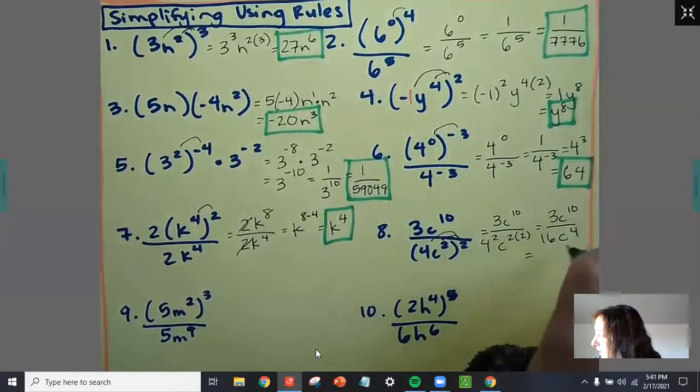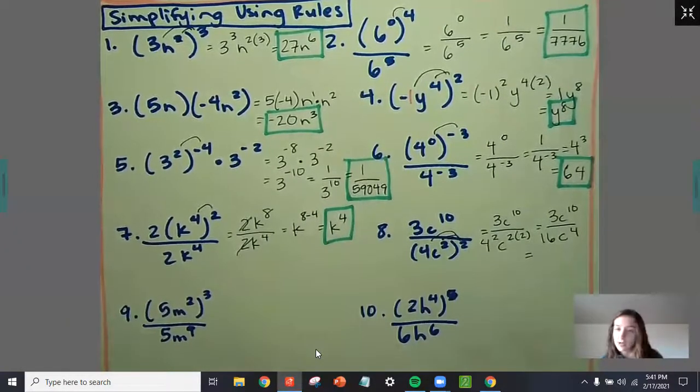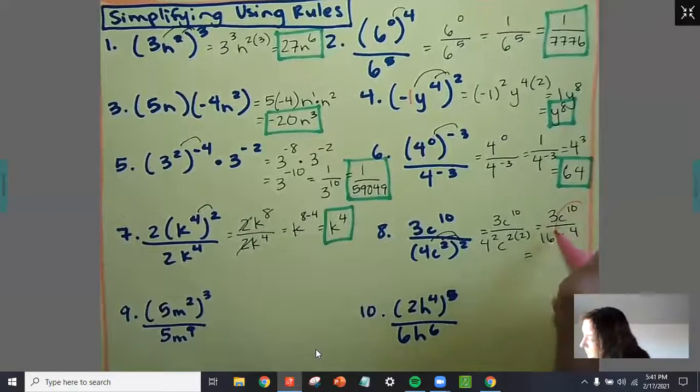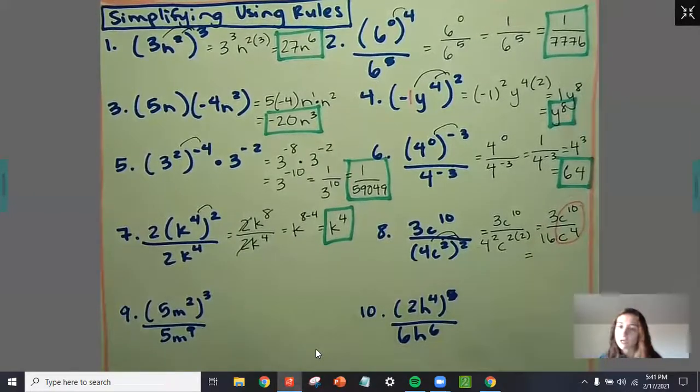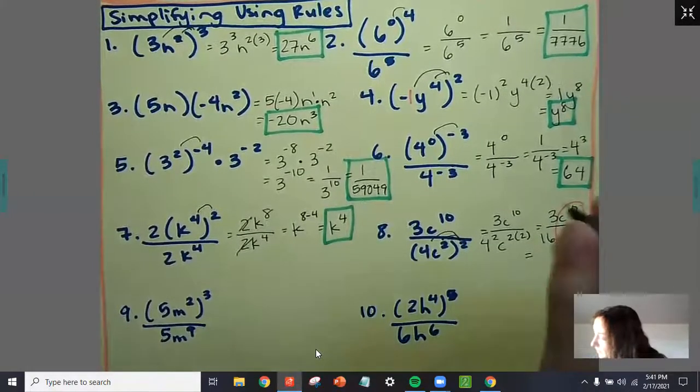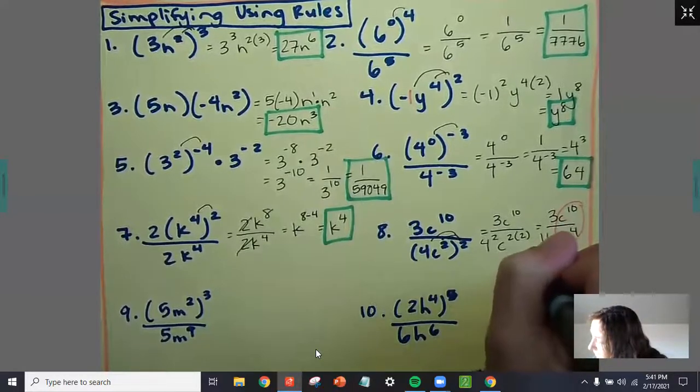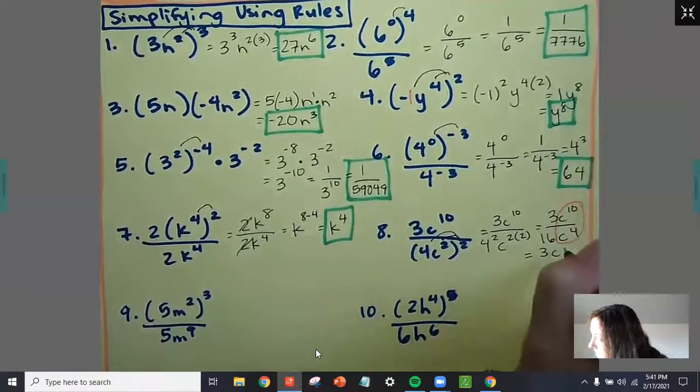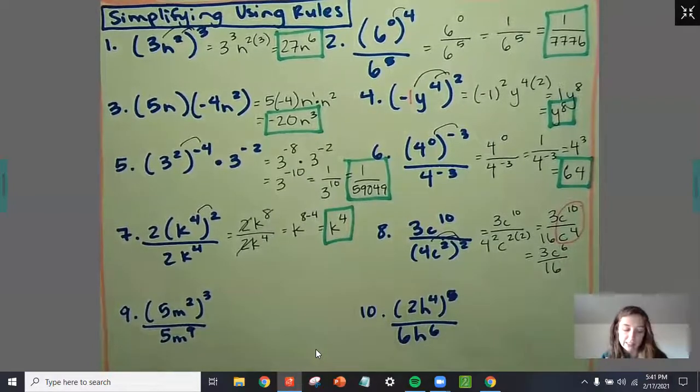And then we have c to the 10th divided by c to the 4th. Anytime that you see division, you should think subtraction. So I'm just going to be subtracting 10 minus 4, and we're going to get positive 6. Since we get positive 6, that means that the c is up there with the 3. If we got negative 6, it would move down there with the 16, and we would make it positive.